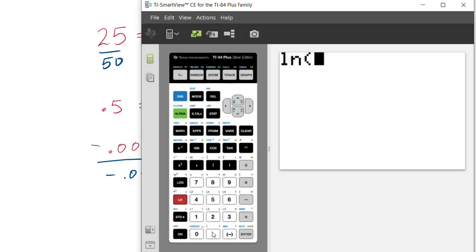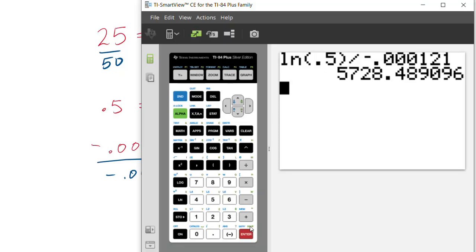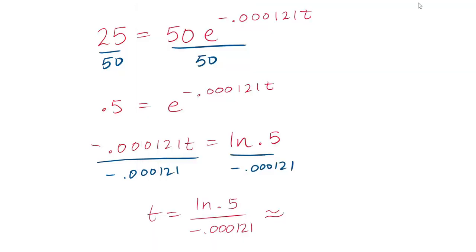We're asked to round this to the nearest year, so let's go to the calculator. Natural log of 1/2 or 0.5, close the parentheses, divided by negative 0.000121. So rounding to the nearest year, we get 5,728. This substance decays away so slowly that 50 grams would reduce to 25 grams in just over 5,700 years.